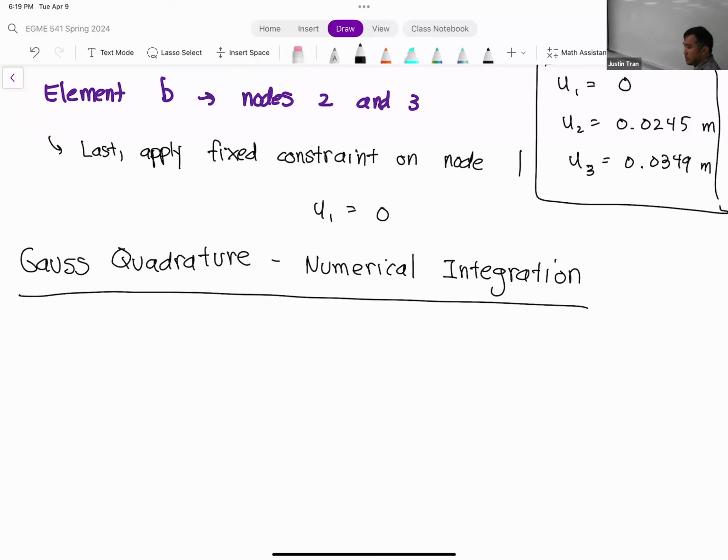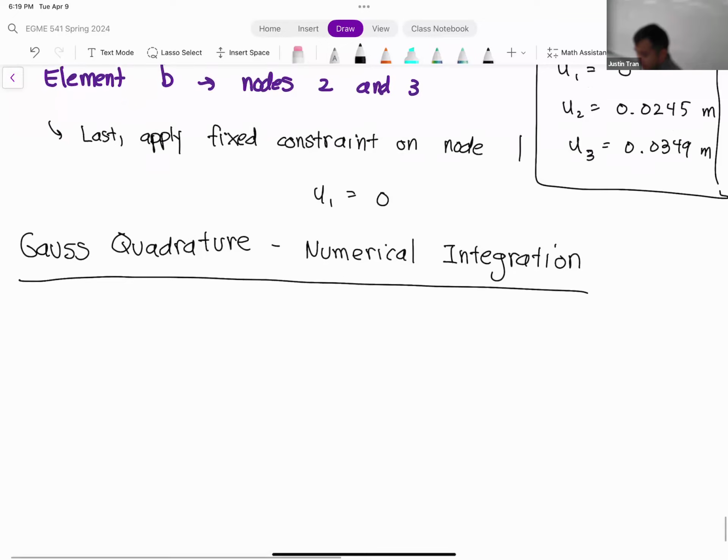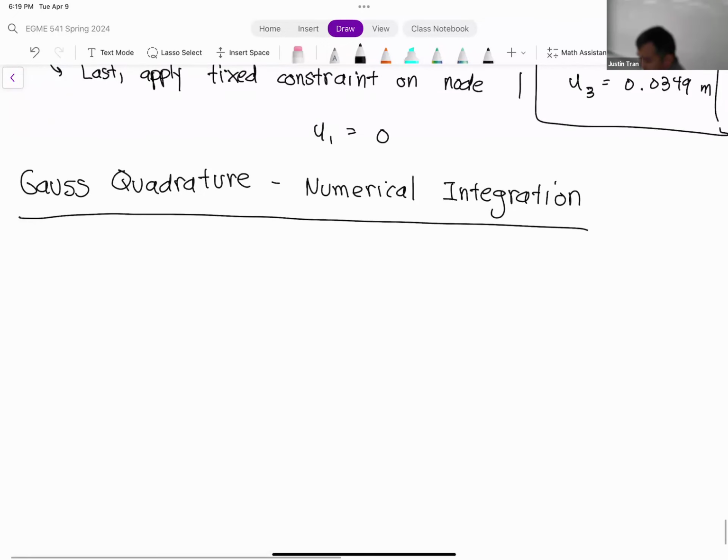Maybe not so much in 1D, because we can do 1D integrals pretty easily. But it's going to be a really important tool for us in 2D. But before we get to the 2D part, we have to learn the 1D. Okay. So what is the point of Gauss quadrature? Why do we want to do this, right?